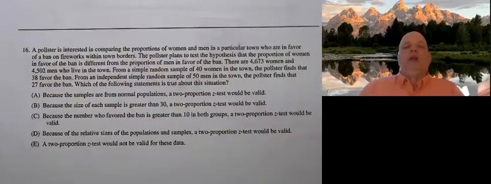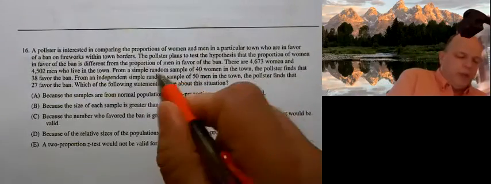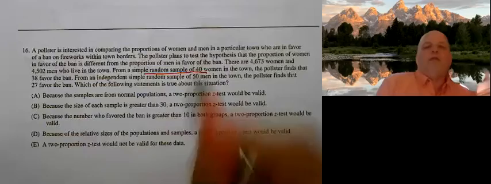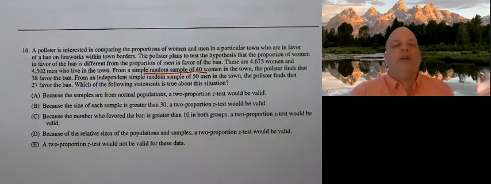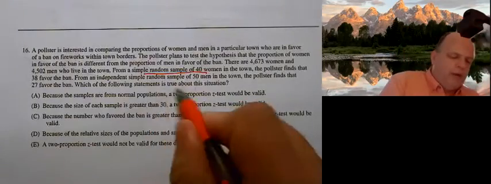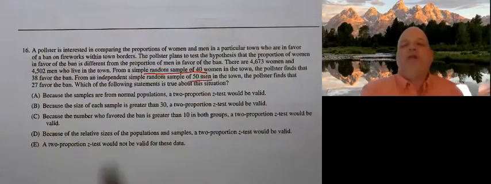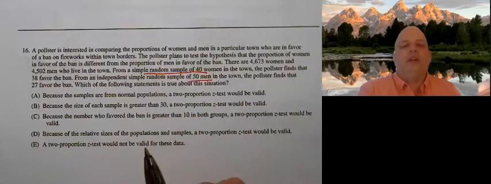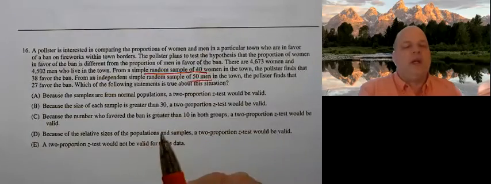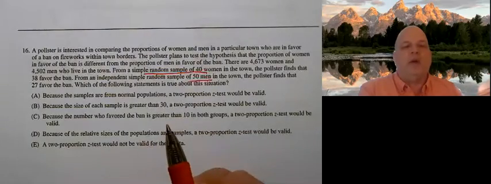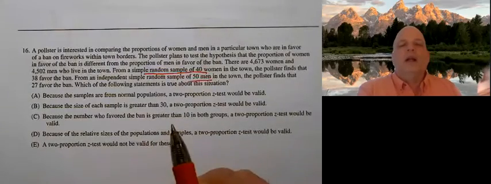From a simple random sample of 40 women in the town, so we have a simple random sample, that's good, the pollster finds that 38 of them favor the ban. From the independent sample, we have a second sample of men. So we have two independent samples. This is a good thing. All right, so we need two independent samples. We have that. They need to be random. That we do. That's great.